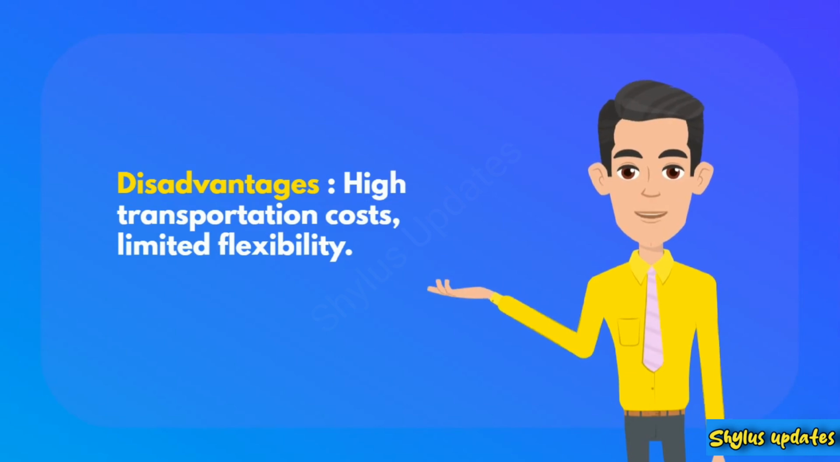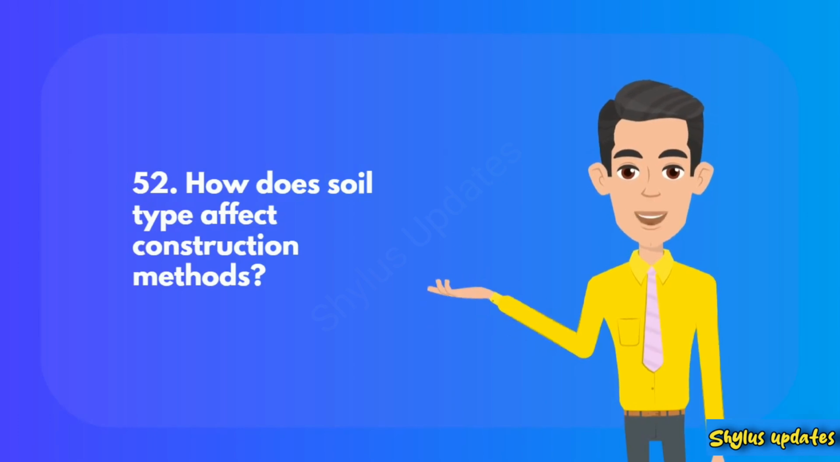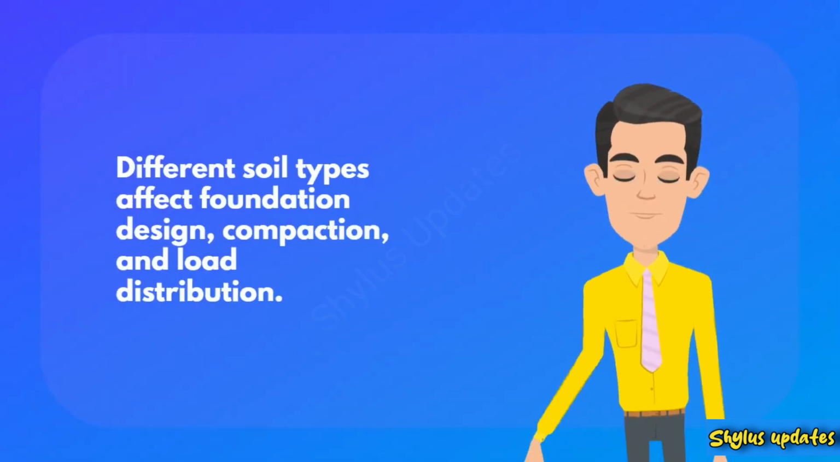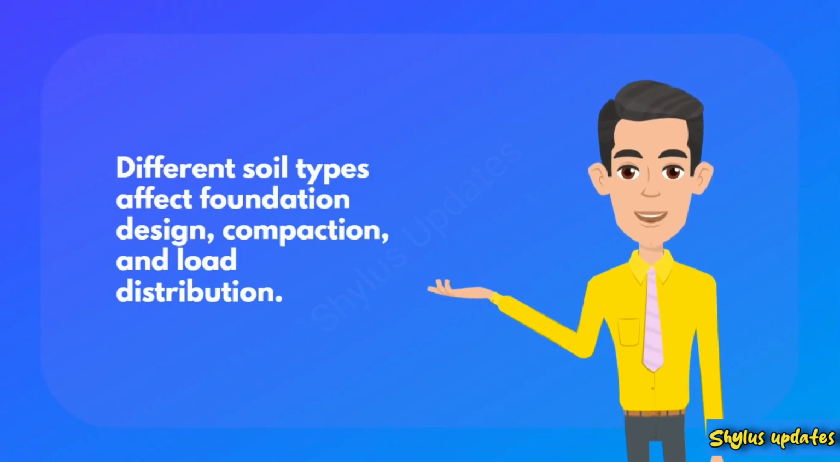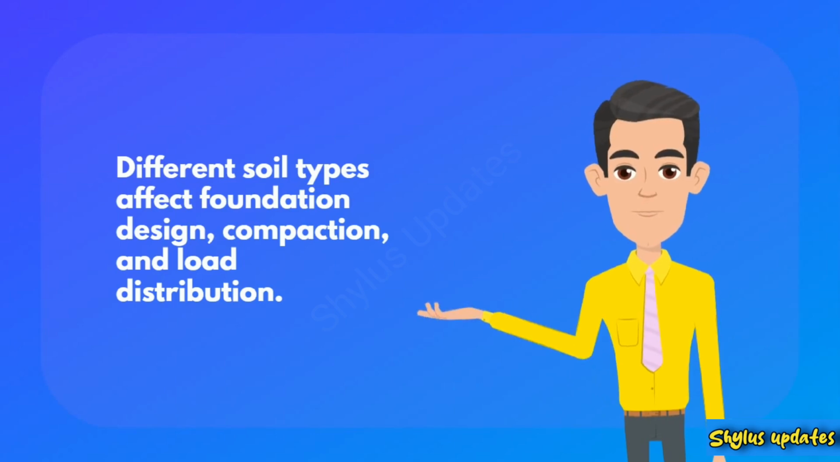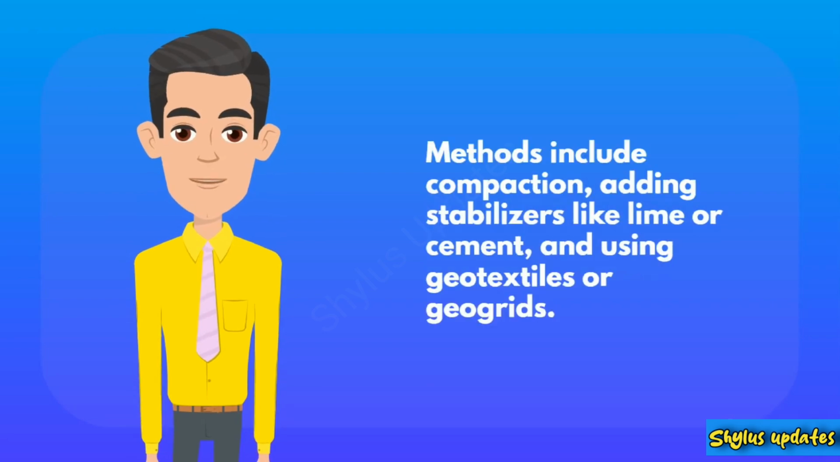Disadvantages: high transportation costs, limited flexibility. 52. How does soil type affect construction methods? Different soil types affect foundation design, compaction, and load distribution. 53. What are the common methods of soil stabilization? Methods include compaction, adding stabilizers like lime or cement, and using geotextiles or geogrids.